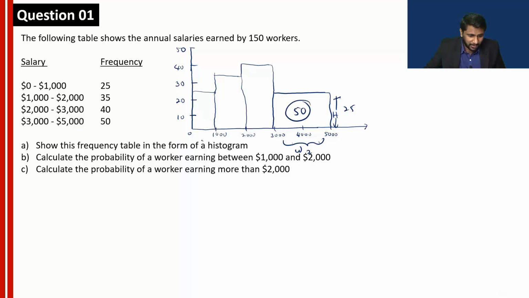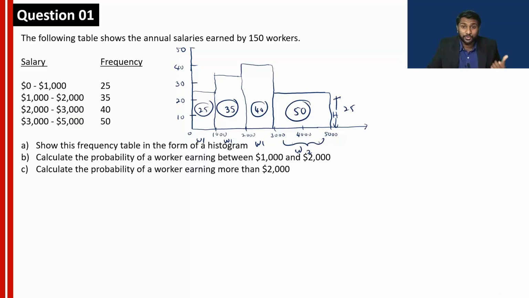Now if you take this particular circumstance, your width is 1. Height is 25. Then here the frequency is 25. Here width is 1, height is 35. So frequency is 35. Here width is 1, height is 40. So frequency is 40.